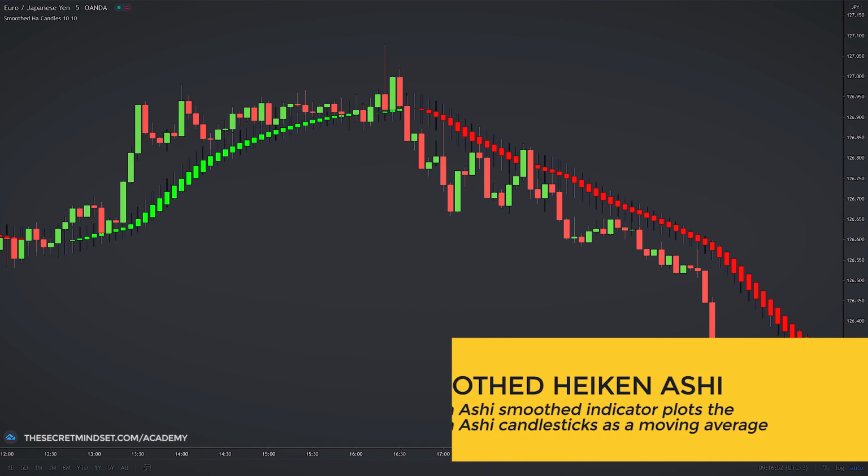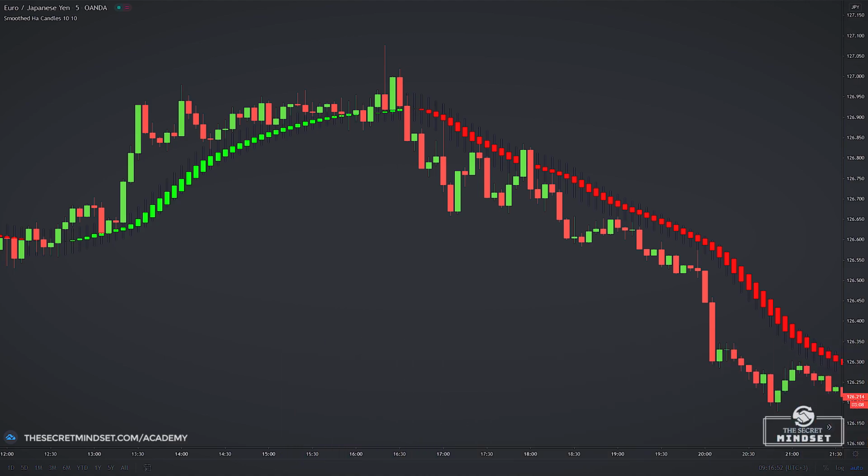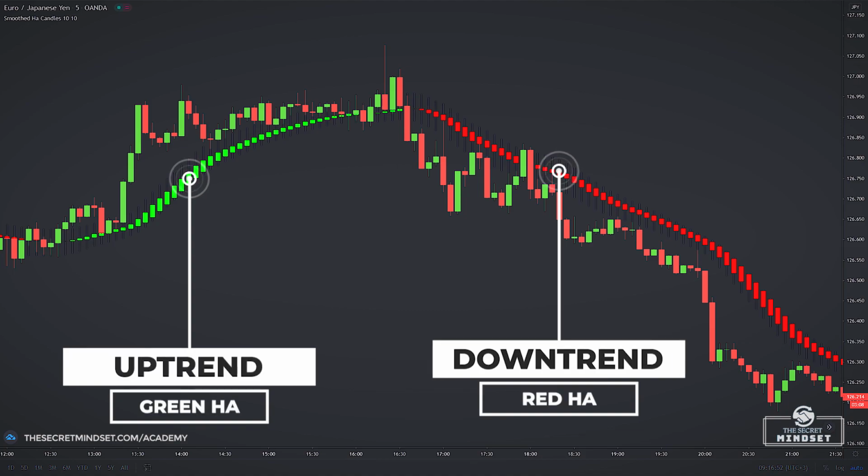The main difference between the regular Heikin Ashi and the Heikin Ashi Smoothed indicator is that the second one plots the Heikin Ashi candlesticks as a moving average. The general rule of thumb is that the markets are in an uptrend when the Smoothed Heikin Ashi indicator is bullish or green, and the markets are in a downtrend when the Smoothed Heikin Ashi indicator is bearish or red.